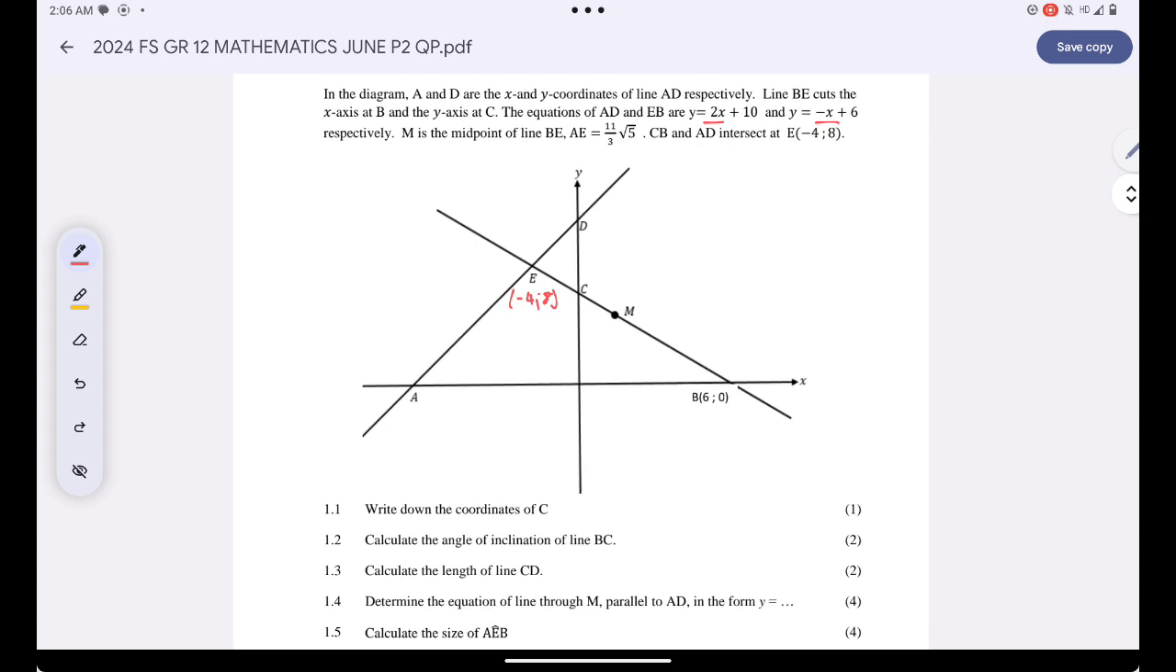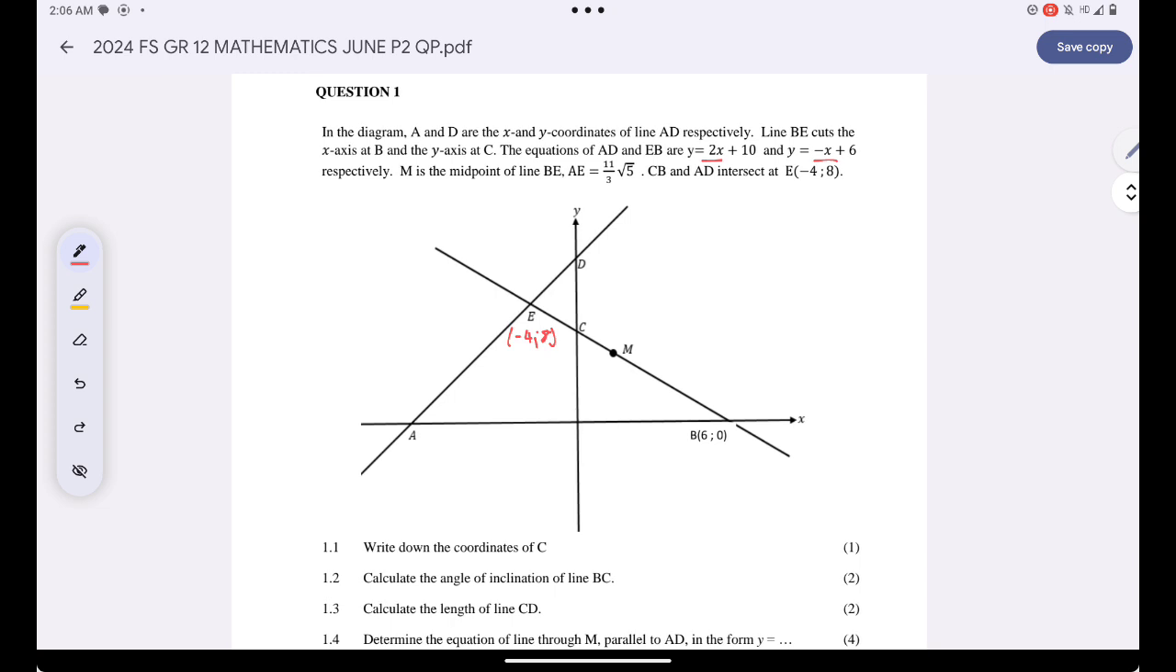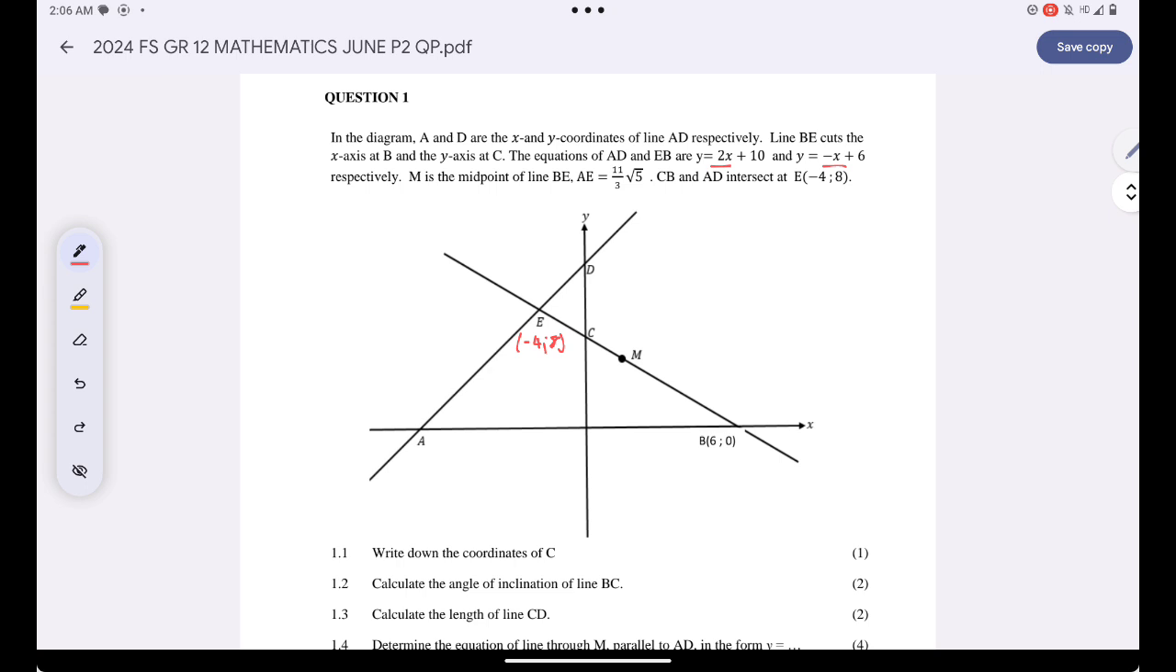Calculate the coordinates of C. C is the y-intercept of line BE. For the y-intercept, I don't care what kind of function it is, I need to make x 0 and solve for y. So I'll take my equation, y is equal to minus x plus 6. Whenever I see x, I'll place a 0 there. Then y is 6. It simply means the coordinates of C are x is 0, y is 6.